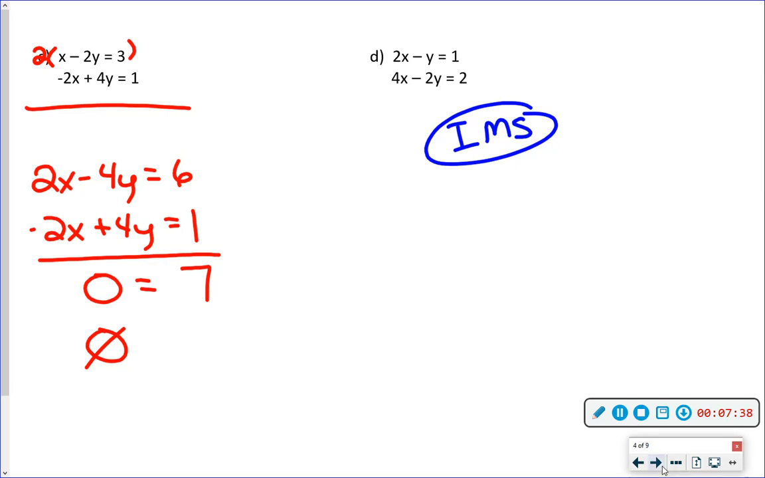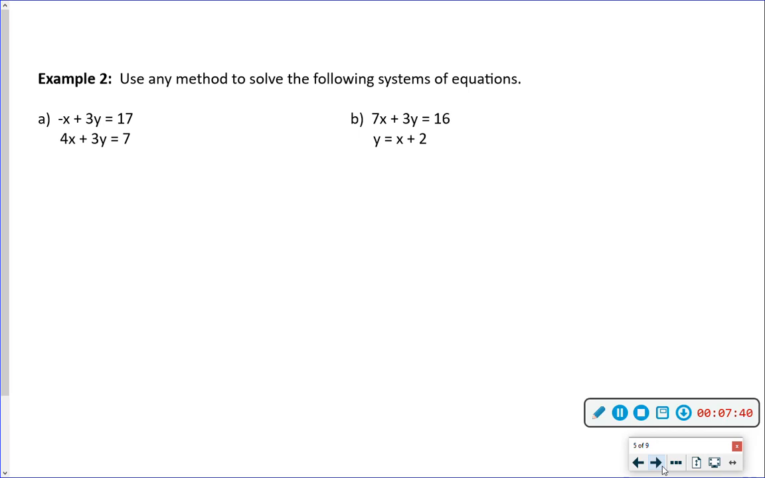All right, now you pick. Use any method. What do you want to use on A? Elimination, and I probably just run a negative through one of the equations, right? So I'm just going to do the bottom. Look at that. What's 17 times 4? That is too much work. Well, that's why I have a calculator.